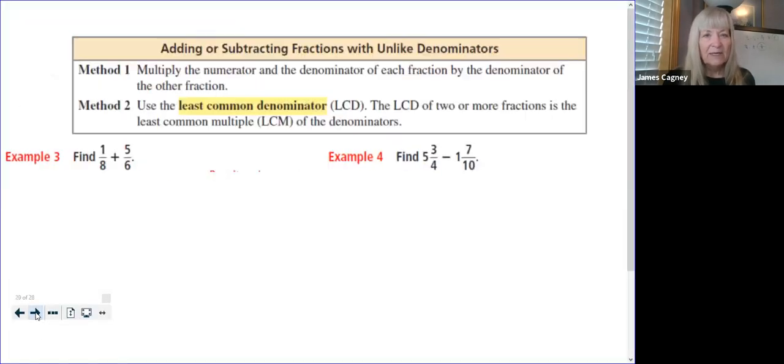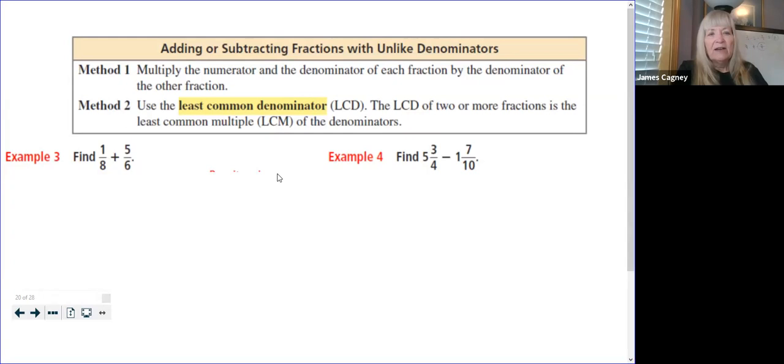Okay, next one. If I'm adding and subtracting, let me move my picture so you can see this. If I have unlike denominators, they're suggesting an interesting way to do this. They want you to multiply the numerator and the denominator of each fraction by the denominator of the other. So that is one way I could do it. And that's a super easy way to find a common denominator.